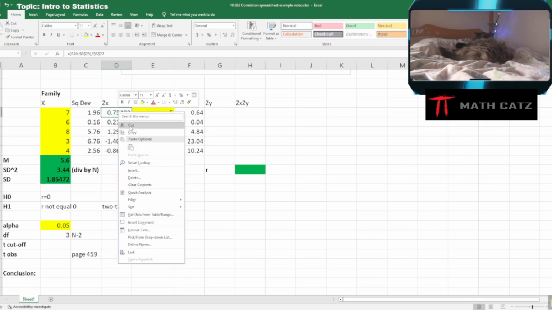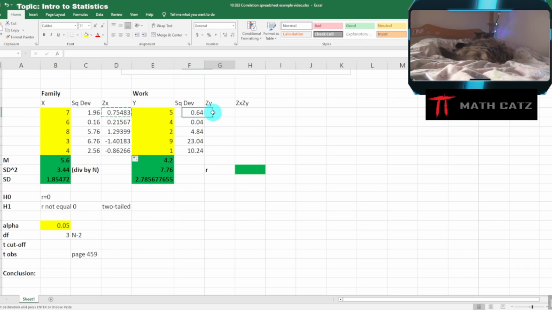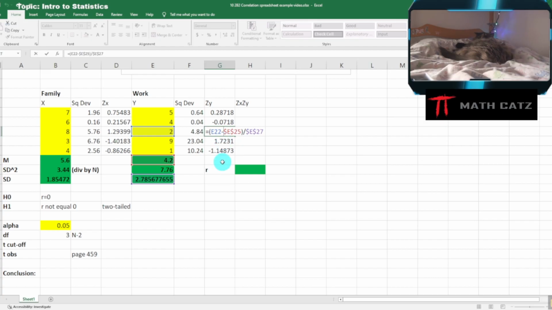We'll copy that over to the y column. Double check it. Yes, of course, the mean should be the appropriate one. The standard deviation should be that appropriate one. They are both fixed. That one is not, so that moves. Beautiful. Press enter. Then I'm going to copy that down. Check a random one. Yeah, that seems to be good.